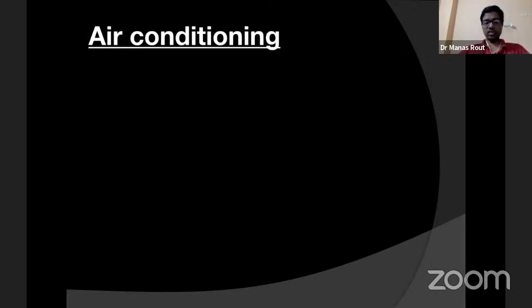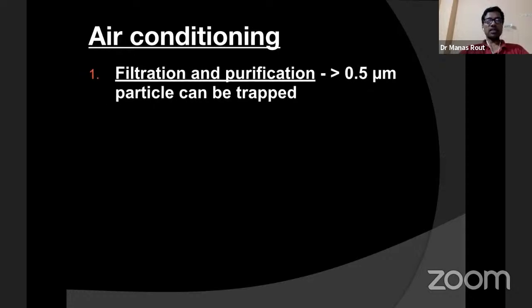Now the air conditioning. During the passage through the nasal cavity, there are certain changes to the air. Because of that, oxygen is able to diffuse properly into the blood circulation. So what are the changes?